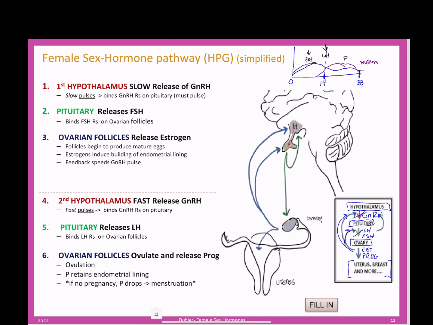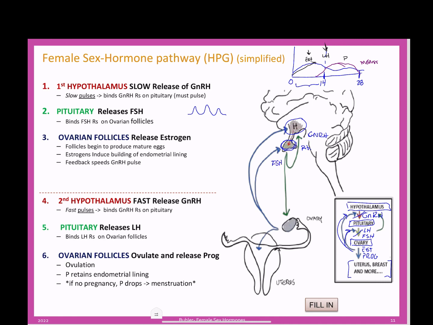So in that first half here, the hypothalamus is going to release GnRH, which is then going to activate GnRH receptors in the pituitary. Now, an important thing about GnRH is it has to be released in pulses. So in this stage, GnRH is released in slow pulses over time, and that slow pulse tells those pituitary cells to release FSH.